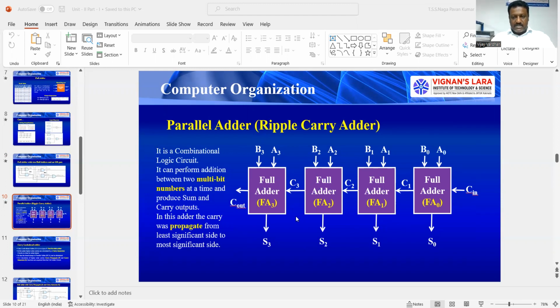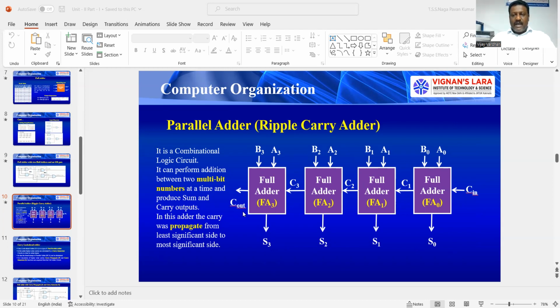two 4-bit numbers. Let my first input be the A input, which has 4 bits: A3, A2, A1, A0. And the second input is B. Again, it has 4 inputs: B3, B2, B1, B0. It does addition between these two 4-bit numbers. It will produce a 4-bit sum, that is S0, S1, S2, S3, along with a final carry C out.